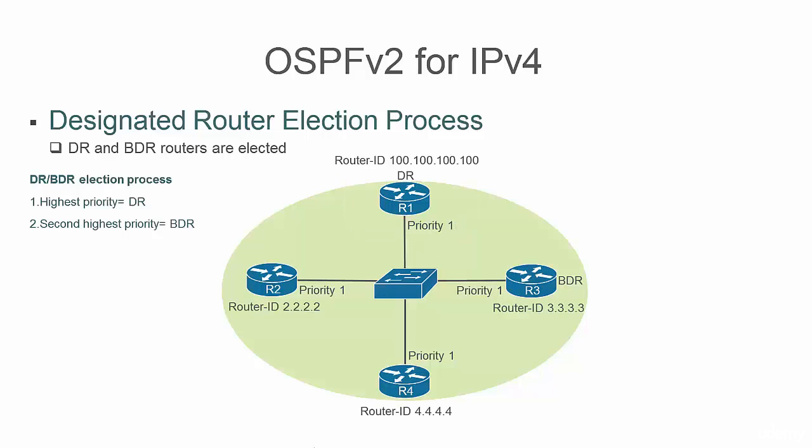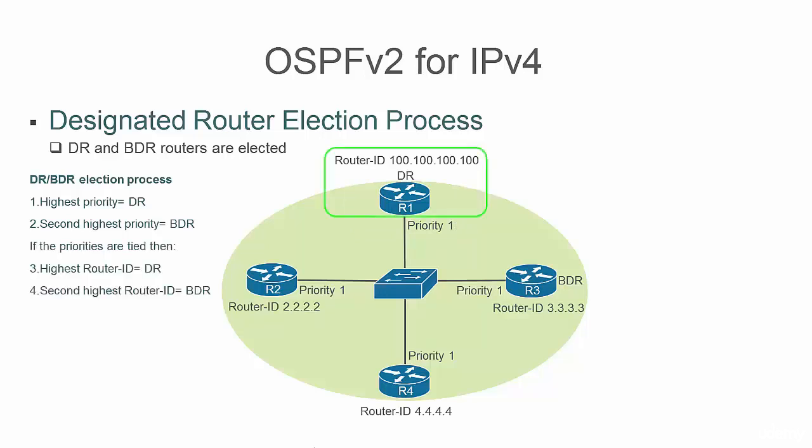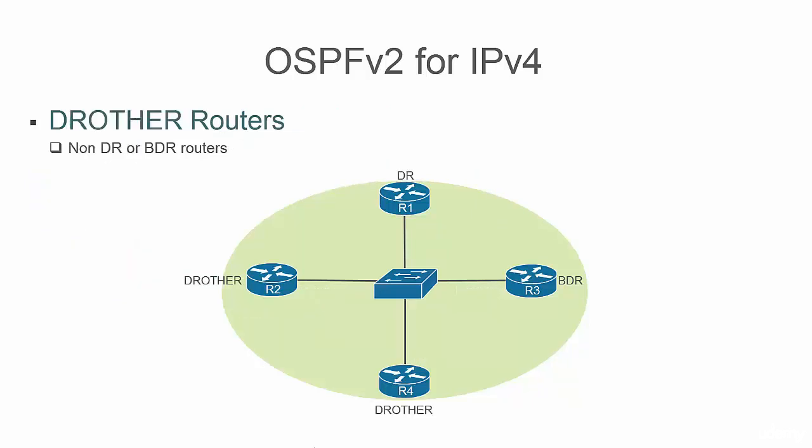If the priority values are the same, the tiebreaker is the highest router ID. And then the second highest router ID, again, would be the BDR. Both the interface OSPF priority and router IDs can be configurable, which you'll see in our configuration example section. Any router that is not a DR or BDR router is a DROther router.